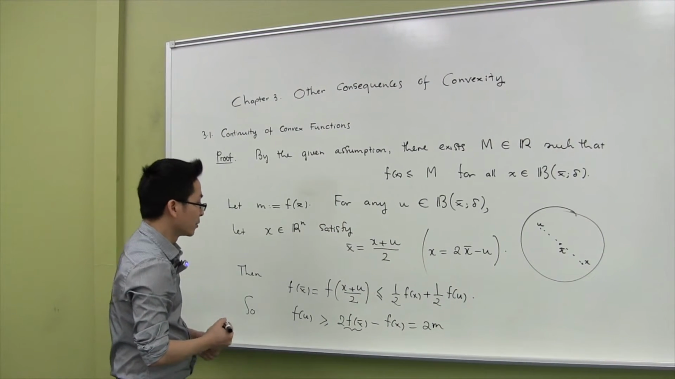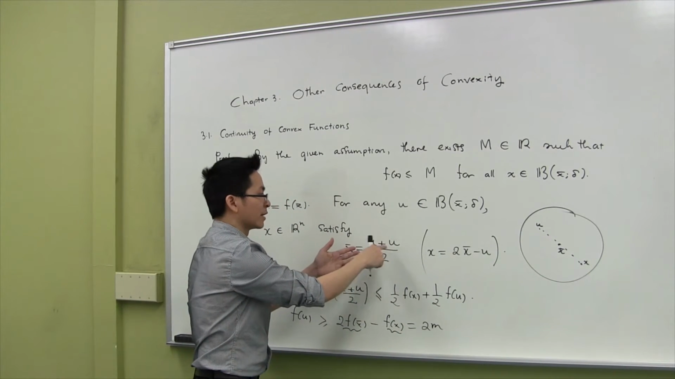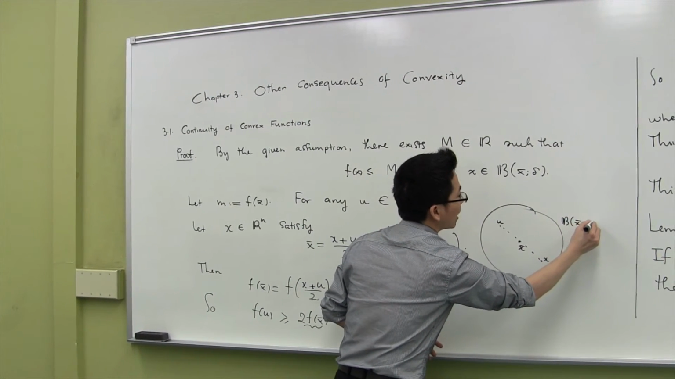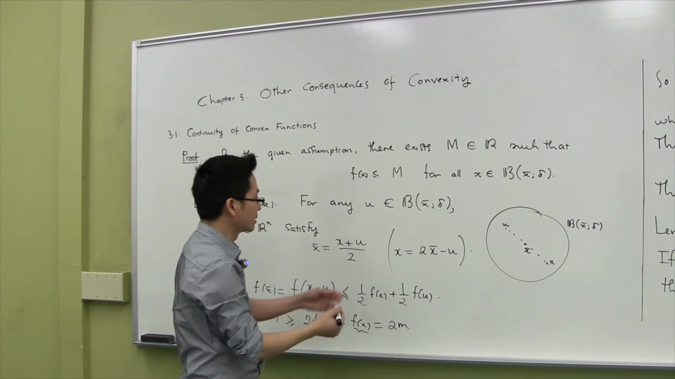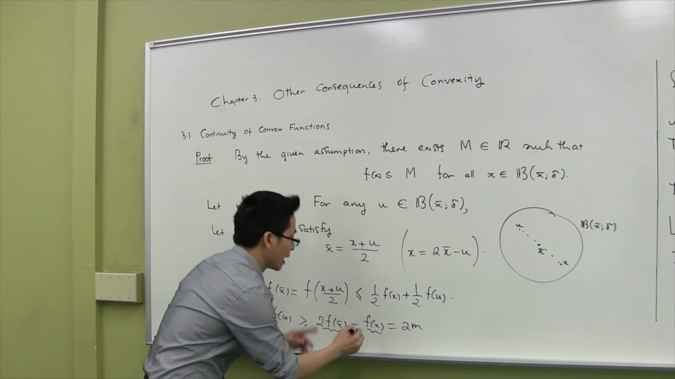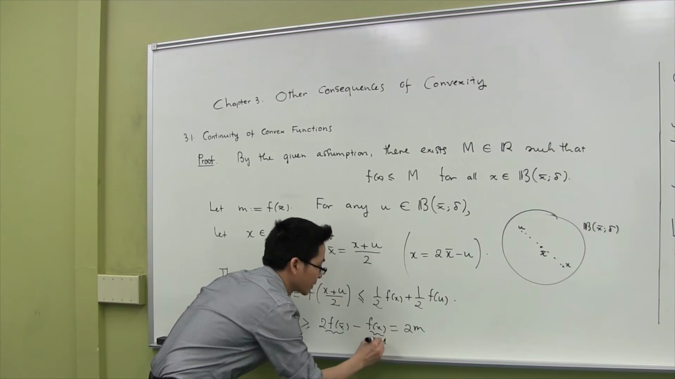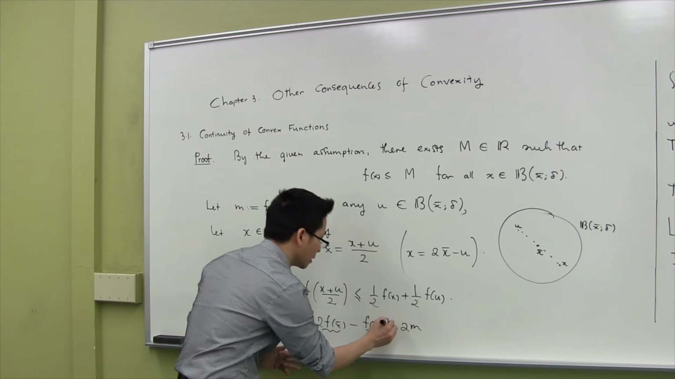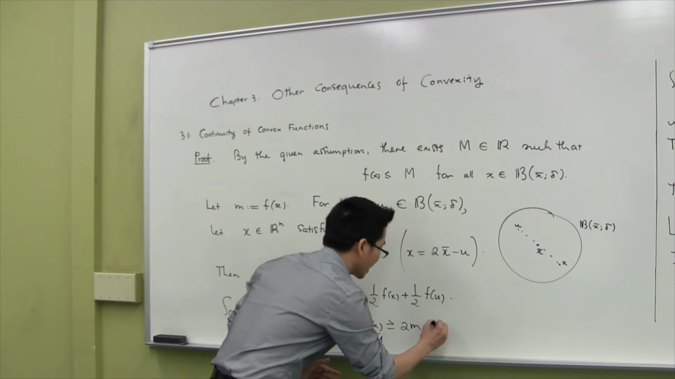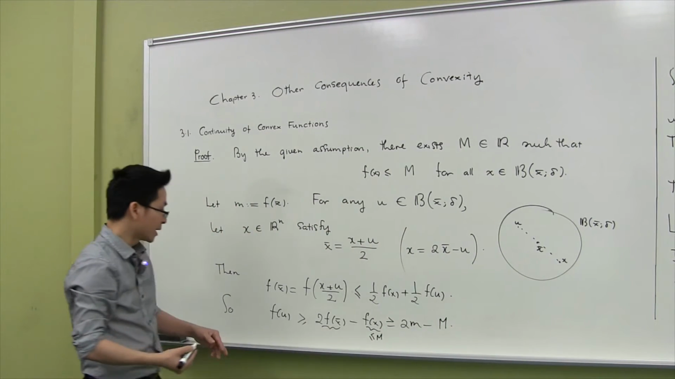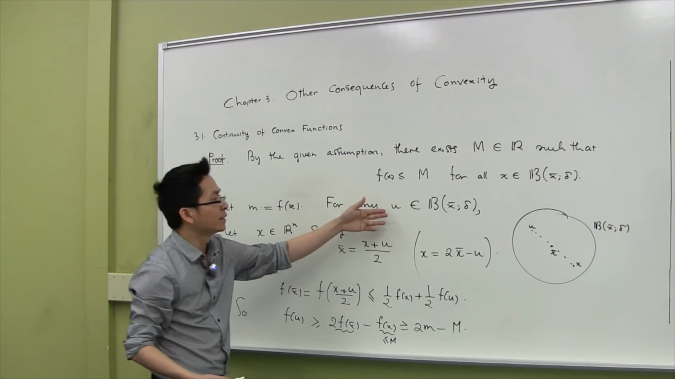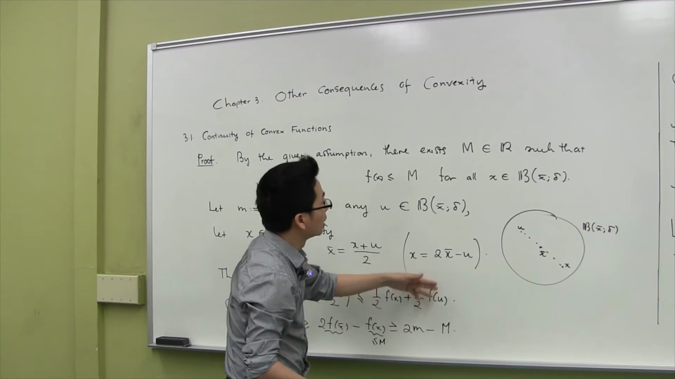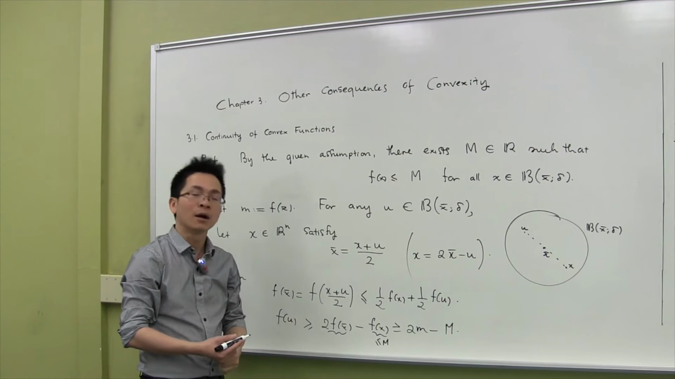Okay. And now, from this definition of x, we can easily see that x is also in the closed ball with center at x bar and radius delta. We can easily prove that using the definition of x. Okay, so f of x will be less than or equal to capital M. Okay, so from here we will see that 2 f of x bar minus f of x is actually greater than or equal to 2m minus capital M. Okay, and because this is true for any u in this ball, the function f is bounded below on this ball, and therefore it is bounded on this ball.